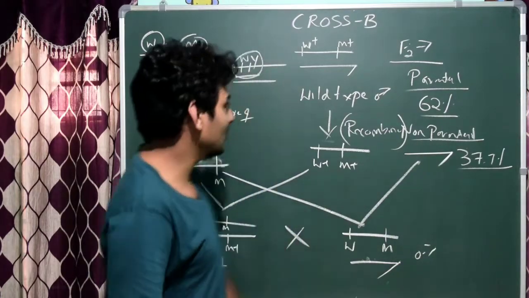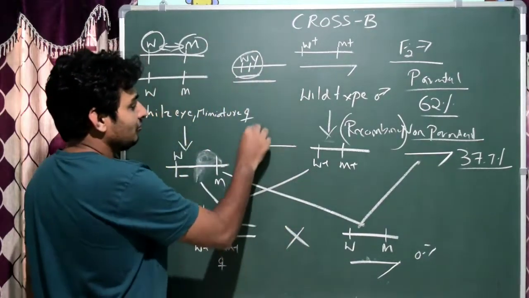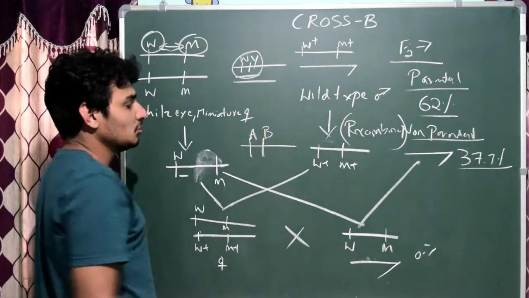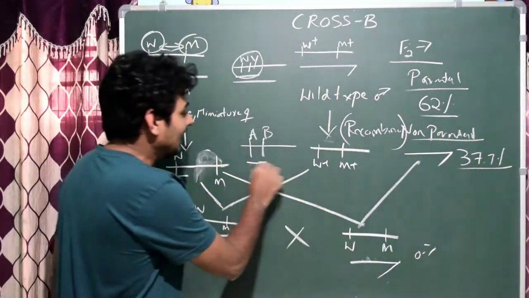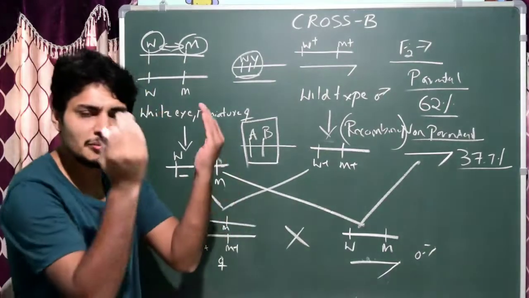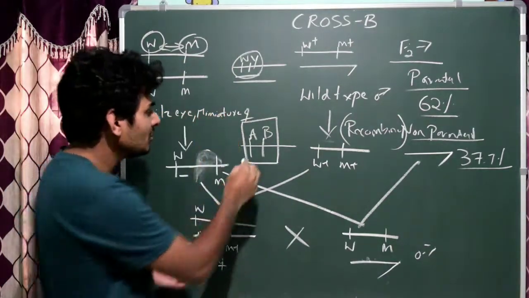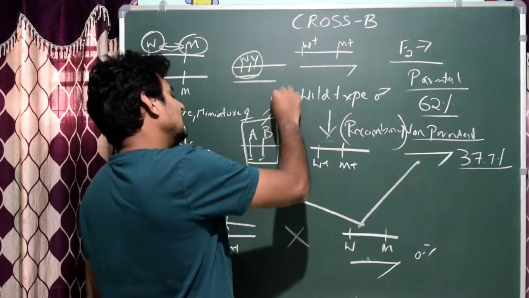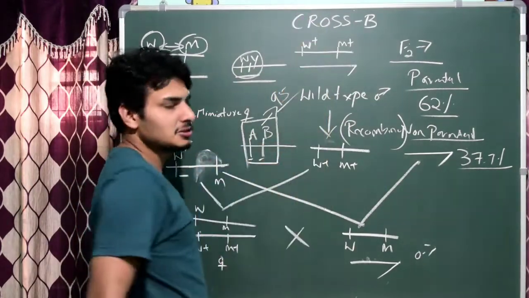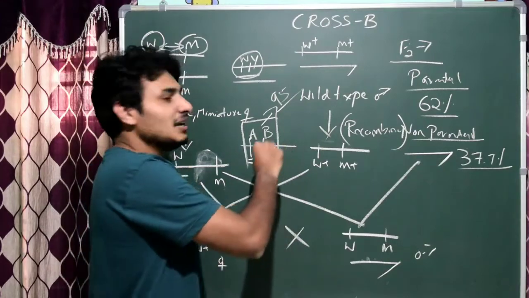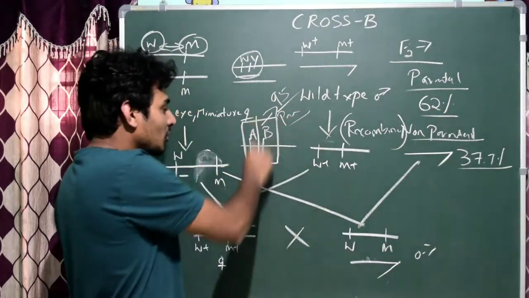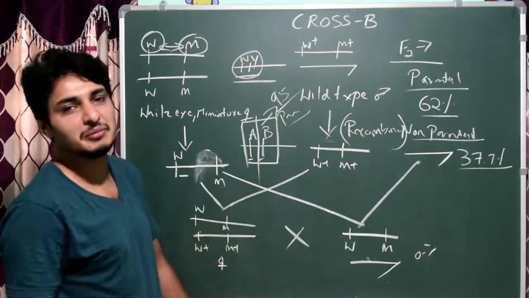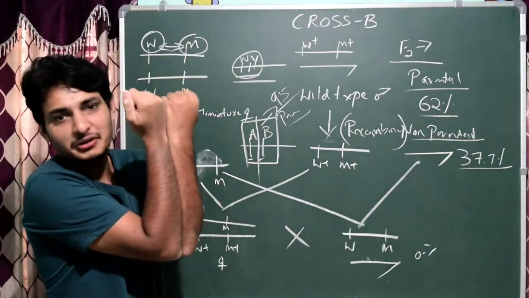That's it. So it is understood that if the two different genes A and B are tightly linked, and what is the meaning of tightly linked? Tightly linked means they are very close to each other. That means more than 95% of the offspring must be parental type itself. Why? Because you cannot separate A and B because they are tightly linked. You cannot separate them during crossing over.